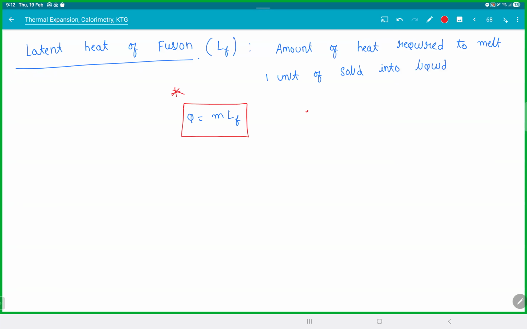Again, you have to remember the value here. Example, latent heat of fusion of ice. So to melt 1 gram of ice, you need 80 calories.